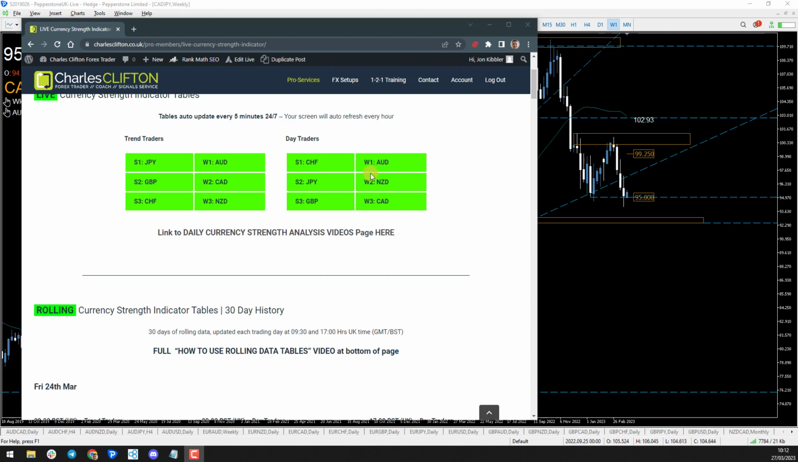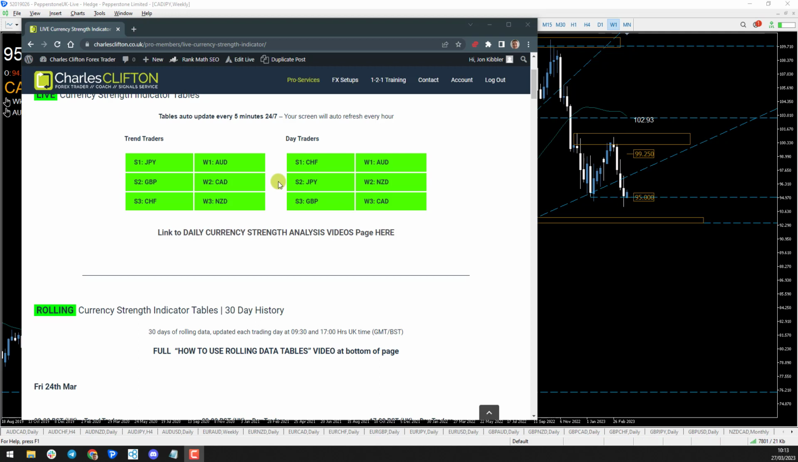Here we have our two types of tables in front of us. We have the trend traders table and the day traders table. These are showing us the same studies but just highlighting different time frames. You can see here all the currencies today are highlighted in green. That means there's a confluence between all the currencies that we can see. So we've got a full board for today.